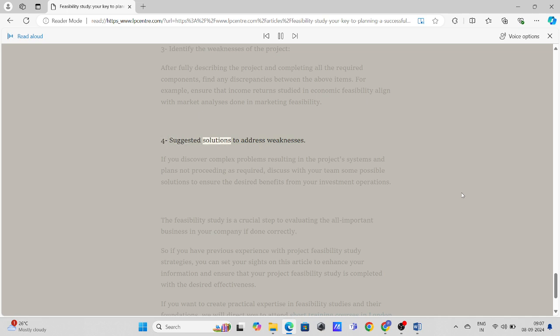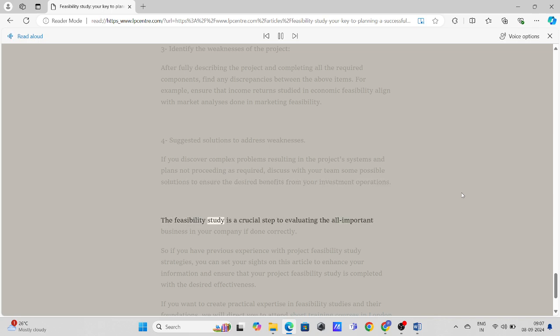4. Suggest solutions to address weaknesses. If you discover complex problems resulting in the project systems and plans not proceeding as required, discuss with your team some possible solutions to ensure the desired benefits from your investment operations.